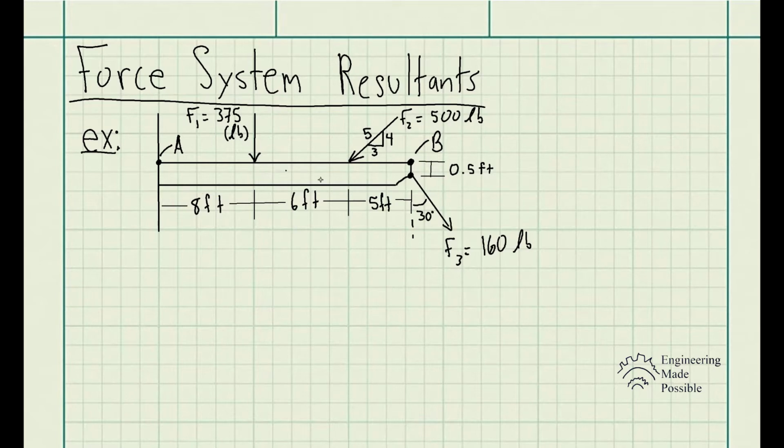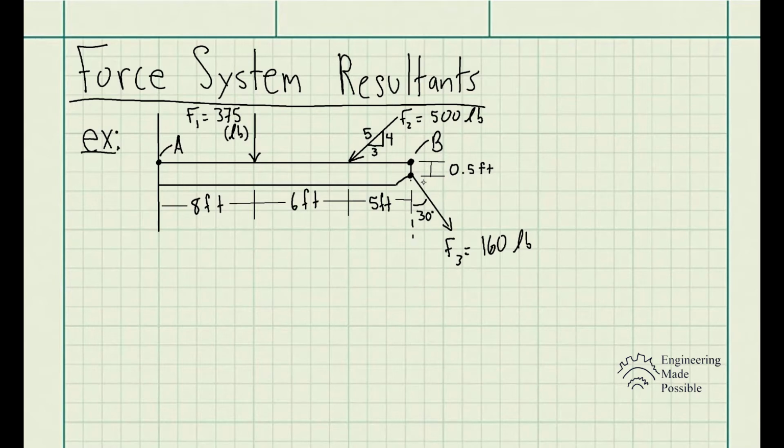So as you can see, we have a beam here, we have point A, and this is point B. And we have three forces that are being acted on this beam. We have force 1 equal to 375 pounds going downward. Force 2 is 500 pounds at a slope here. We have F3 being 160 pounds, 30-degree angle with respect to the vertical axis, and we have all the dimensions here at what locations are these forces being applied to.